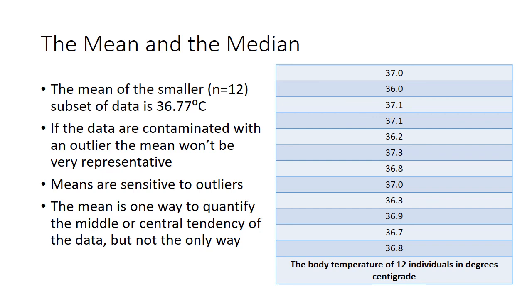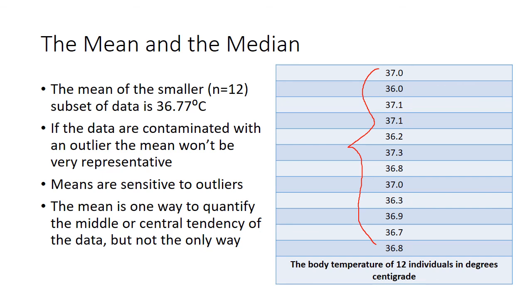So here are just a few data points that we pulled out of the data I mentioned on the last slide. Here are 12 different points for 12 different individuals, and again, this is all temperature in centigrade. If you were to look at the mean, you would add up all these values together and then divide by 12. That should give you your average, which is 36.77.